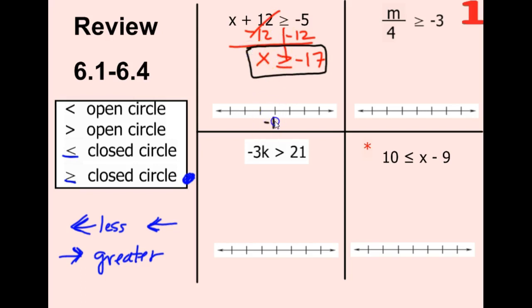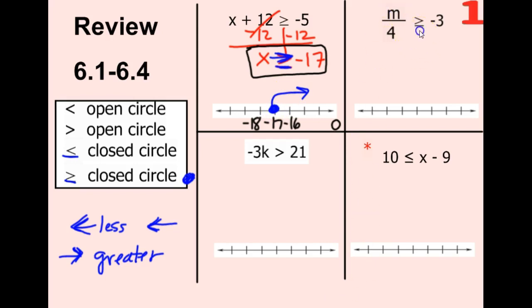I'm going to put negative 17 on my number line. 0 would be over here in the positives, so down would be going towards negative 16, and then the opposite way would be negative 18. This has a filled in circle, or closed circle because of the equal to, and it's pointing to the right.